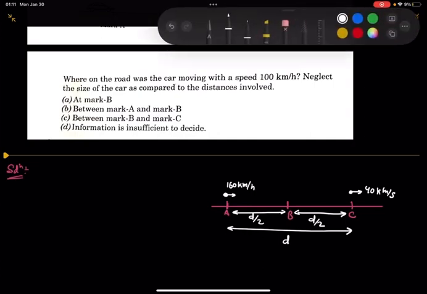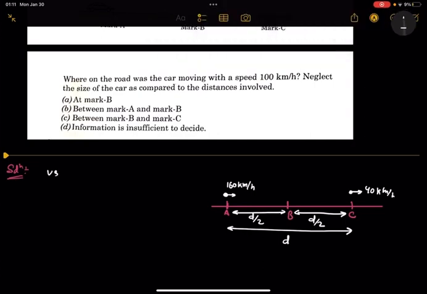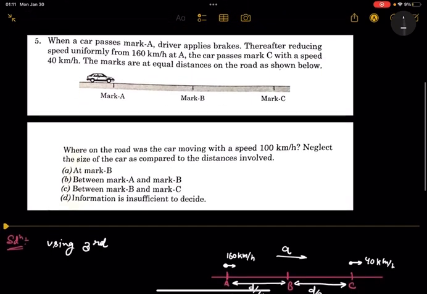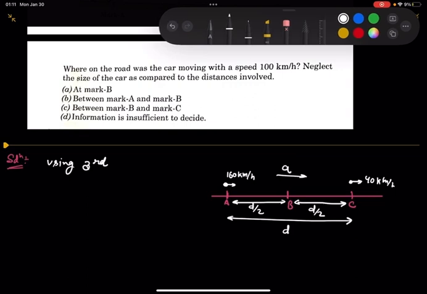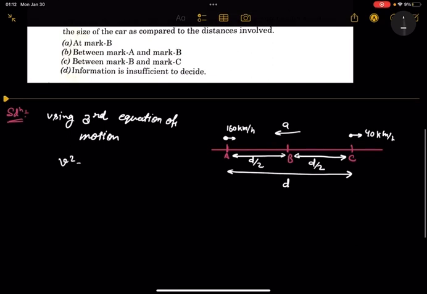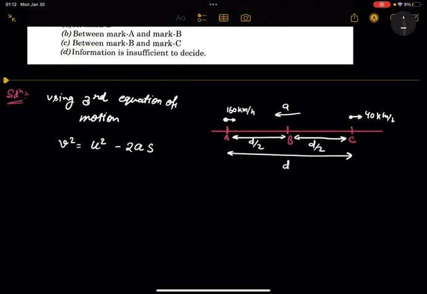So just using the third equation of motion, and it is moving with a constant acceleration. It applies the brake, a constant brake. So using the third equation of motion, the final velocity square is equal to initial velocity square minus twice as. So the final velocity at point C, 40 square, is equal to 160 whole square minus twice as.